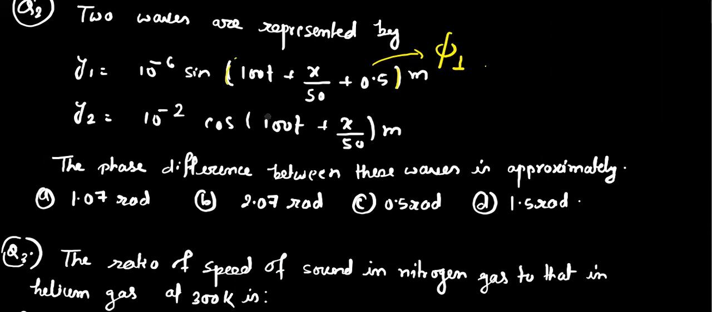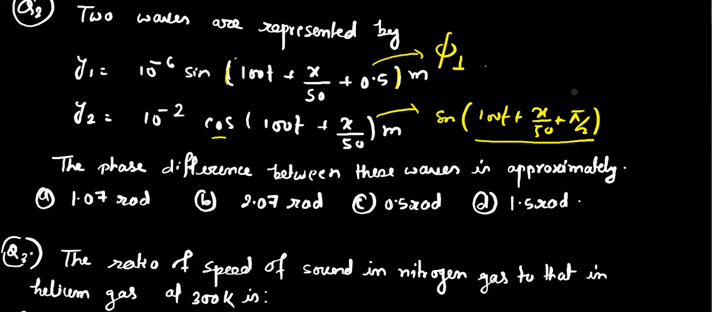Okay, and in the second equation we have to first convert this cosine wave into sine wave by writing it as sine(100t + x/50 + pi/2), and then we suppose this value as phi 2 and the other as phi 1. Then we have to calculate the phase difference, that means phi 2 minus phi 1.